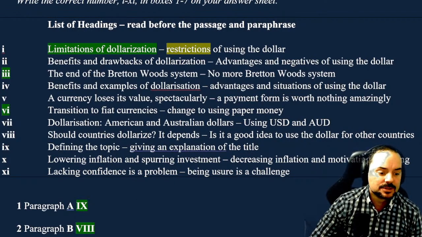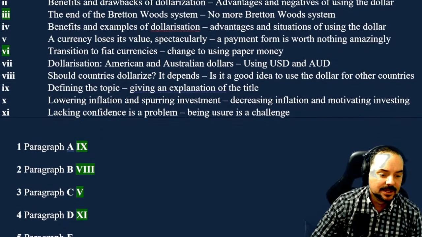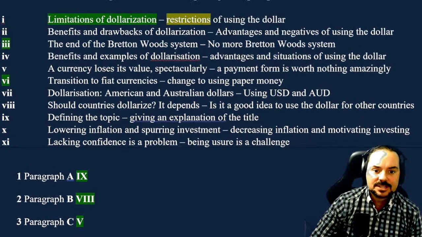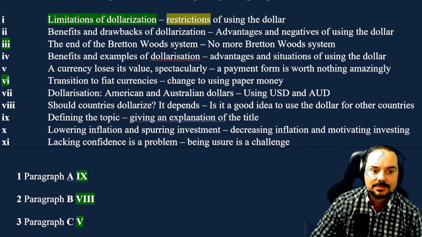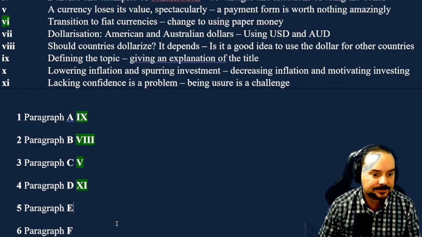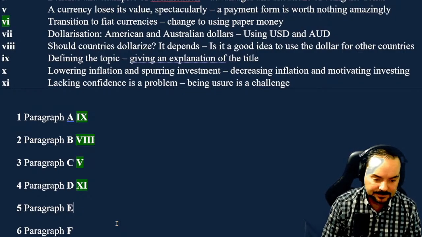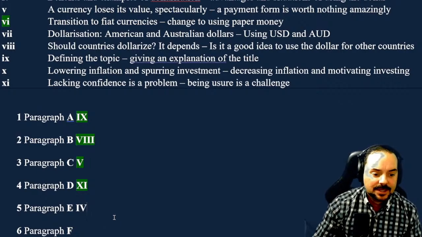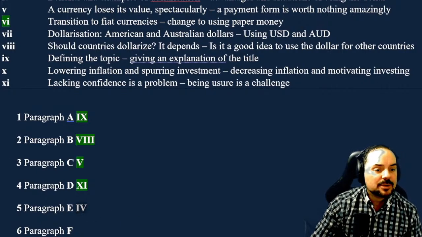Okay, so paragraph E, number 4. The benefits and examples of dollarization, right? So it's saying these are the good reasons and here are the examples. So number 4. And you are on your way to getting that perfect band 9 score. Just keep doing that.